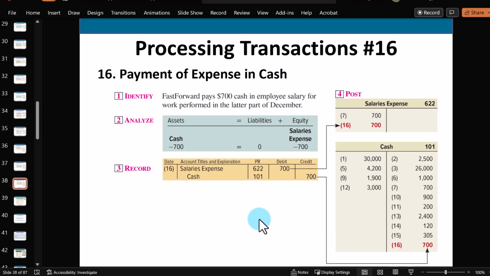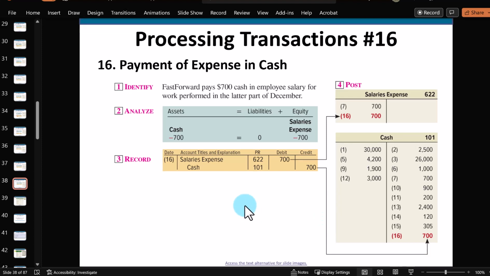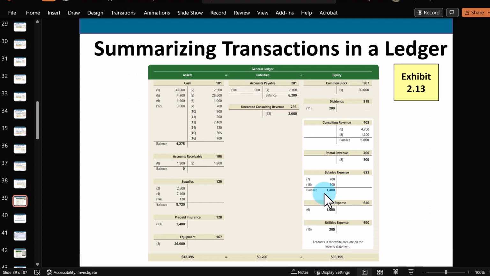Okay, let's see. Next transaction, we're going to pay our employees. So cash credit, asset reduce, and expenses increase with debit, specifically the salaries expense. Journalize and post to the two accounts. So that's all the transactions we have for the month.